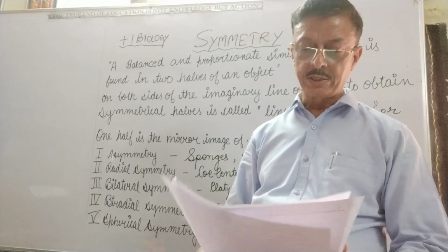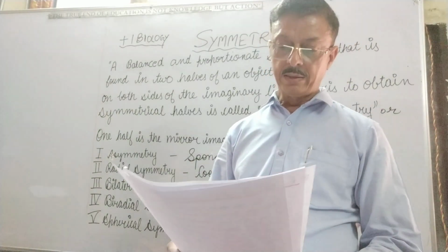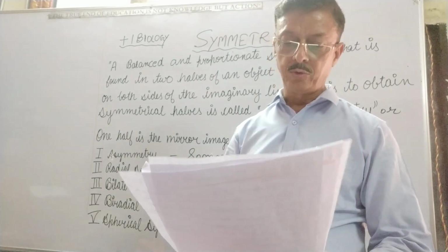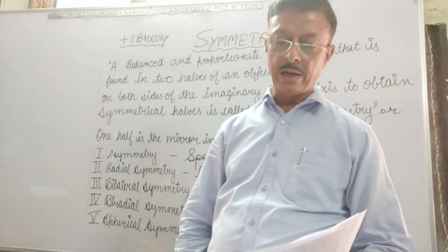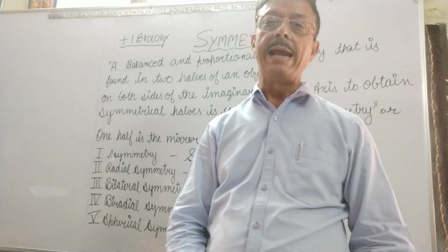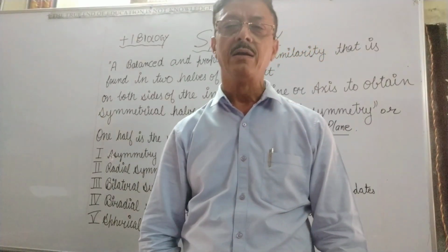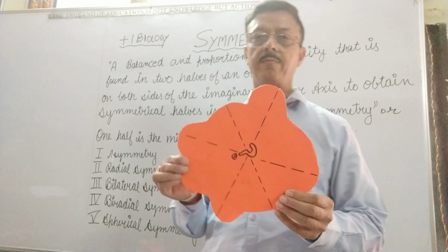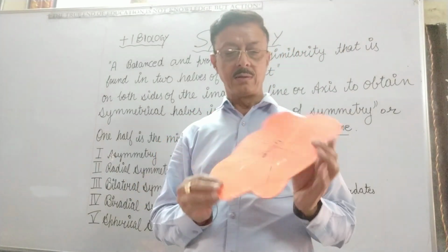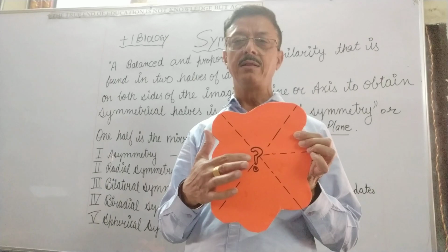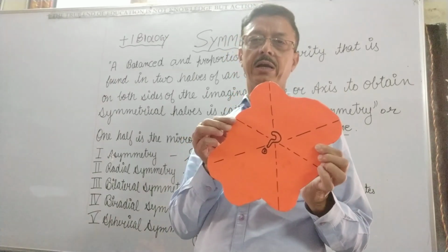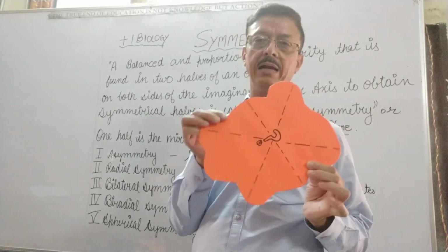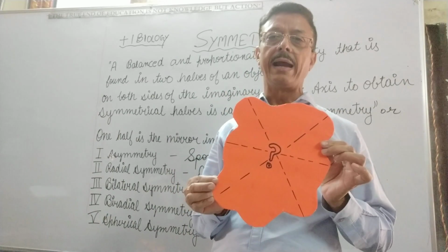In a huge biodiversity of animals and plants around us, there are different types of symmetries. We can categorize different organisms according to their symmetry. In animals, the first type of symmetry we will discuss is asymmetrical, that is, they have no symmetry. We can explain with the help of this piece of cardboard. Here, the question mark shows that there is no center in this symmetry. We cannot divide the animal into two equal halves by cutting in any plane. So this type of symmetry is called asymmetry.